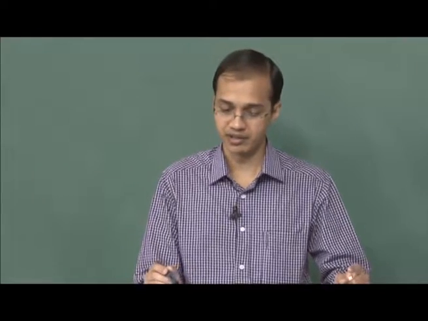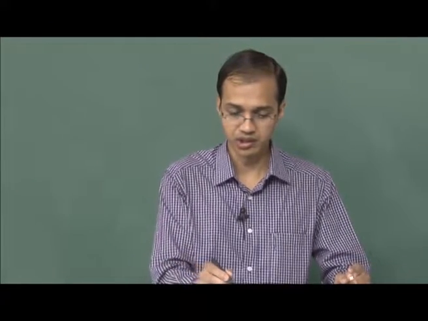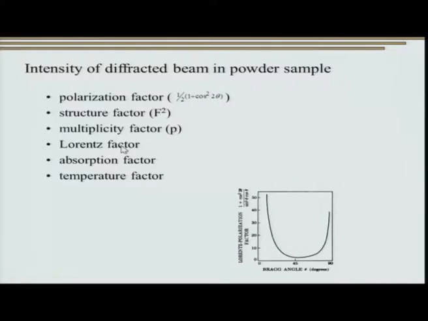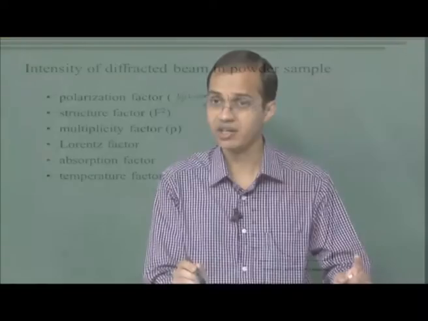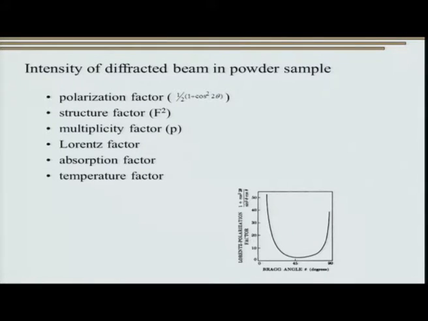Another important parameter that affects the diffraction condition is the Lorentz factor, which is essentially due to the fact that diffraction occurs not only exactly at the Bragg angle, but at an angle slightly away from the Bragg angle. The Lorentz contribution as well as the original polarization factor are generally combined together, and when plotted together show this kind of a variation. So, whenever we compare different diffractograms or different peaks in the same diffractogram, we have to account for the Lorentz factor.